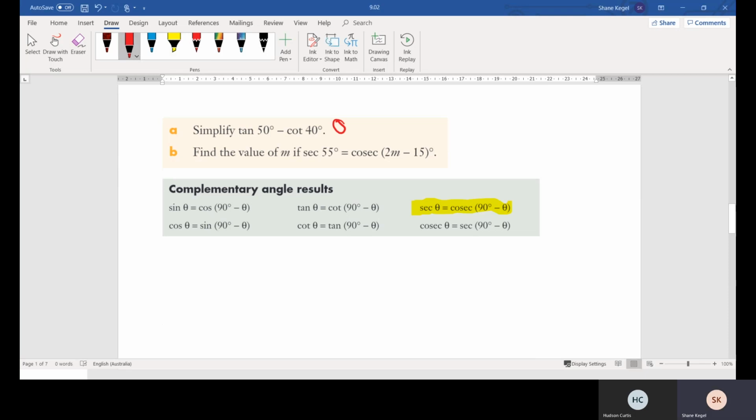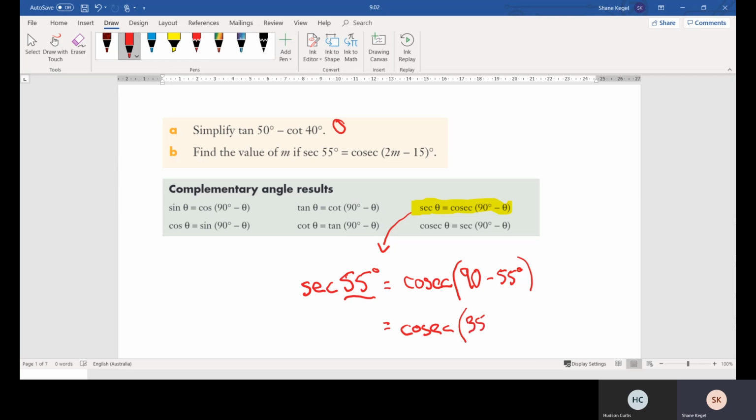So let's fill that in. So using this, let's fill in sec 55 degrees. Let's find its cosec value, which equals cosec of 90 minus theta. And remember our theta here is 55 degrees. So 90 take 55 degrees. So therefore sec 55 equals cosec of 35 degrees.